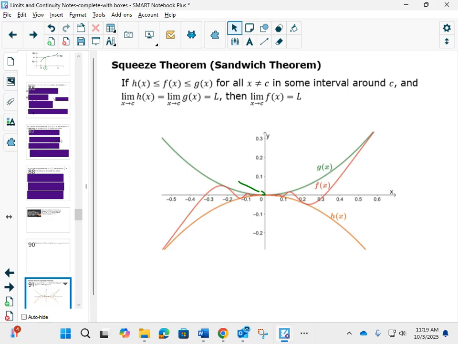If the upper graph goes to 0 and the lower graph goes to 0, we could say that the graph of f of x would also have to go to 0 at that point. And in fact, that's the only value where you could use the squeeze theorem. That's the only place it gets completely squeezed out, and you could use the squeeze theorem.